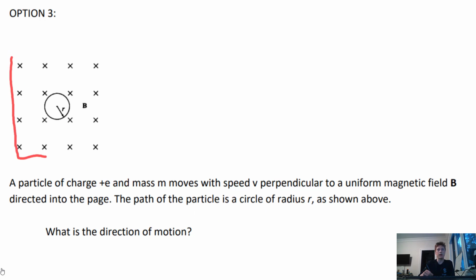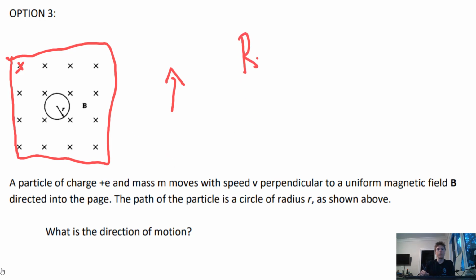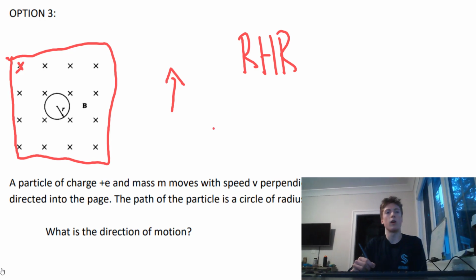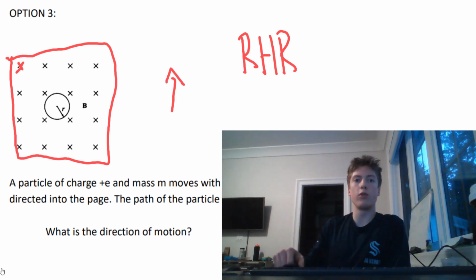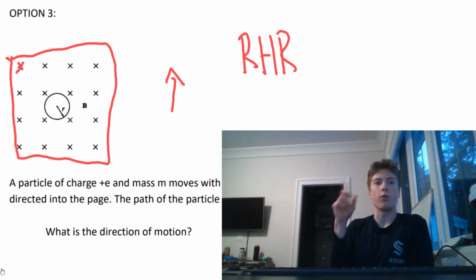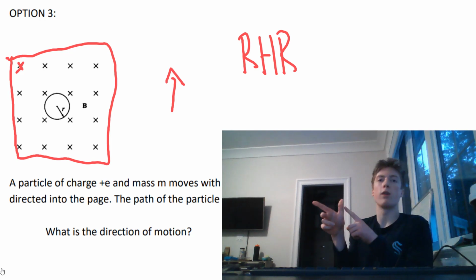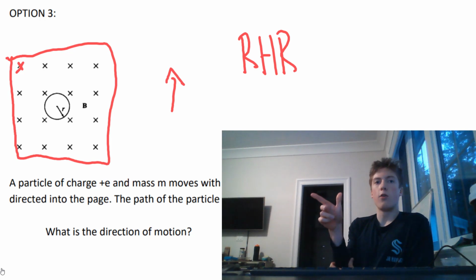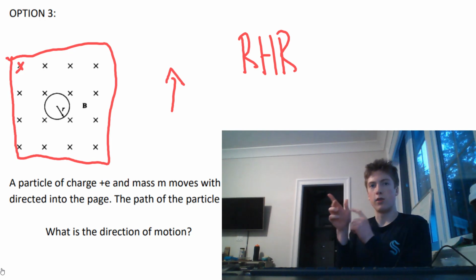So we have this diagram here, and we have these x's, which essentially mean they're pointing into the screen. So we can use the right-hand rule to solve this problem. The right-hand rule says that we can use our pointer finger to show where the velocity is going, our middle finger to show where the magnetic field B is going, and then our thumb is where the force is going. So we already know B is going into the screen, so we can point it that way.